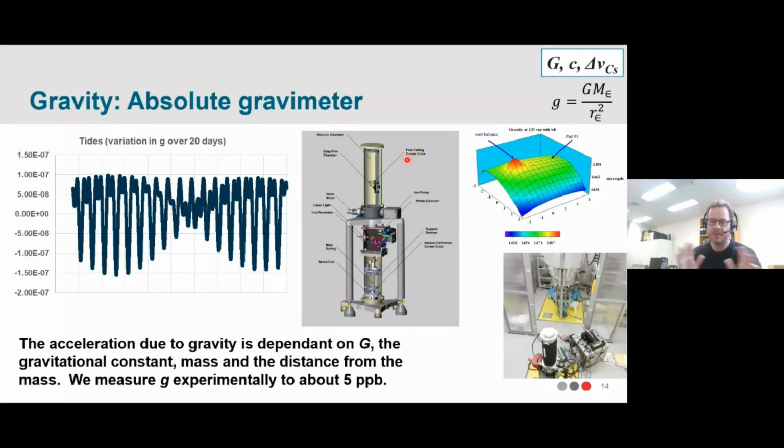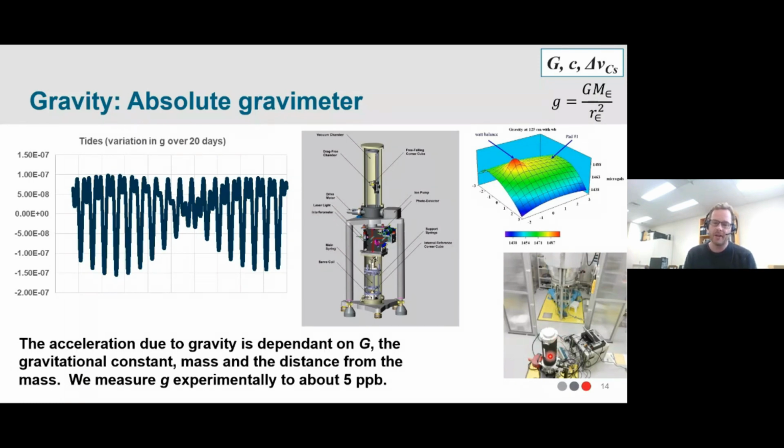And G is measured conceptually very simply. You can imagine just dropping a ball and measuring how it accelerates. And that's more or less effectively how we do it, except we drop a retroreflector and we use an interferometer to measure its position, and that's all done in vacuum. And so when we do measurements to get gravity, you can see here, this is our absolute gravimeter, which gives us the value for gravity.